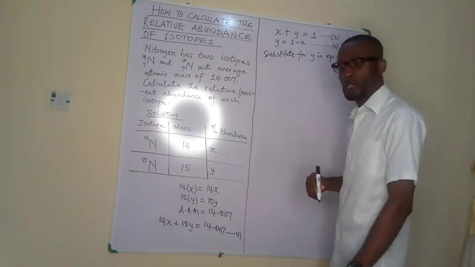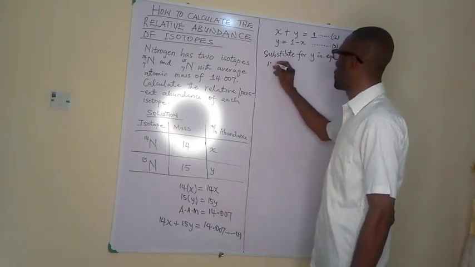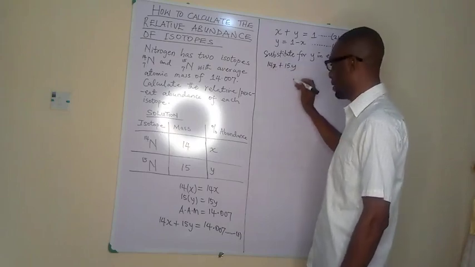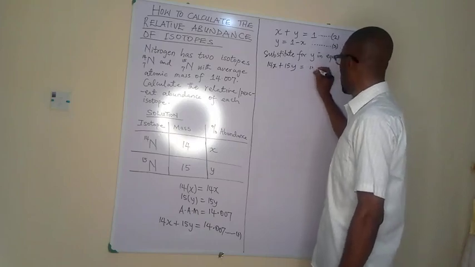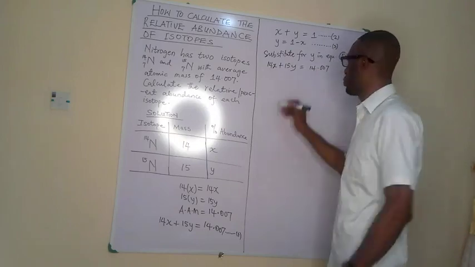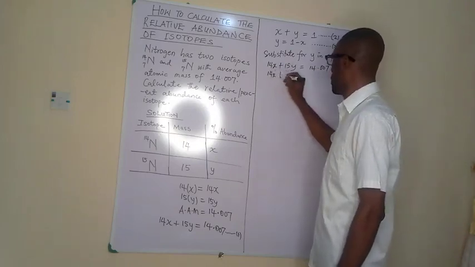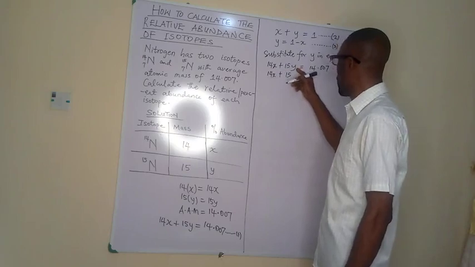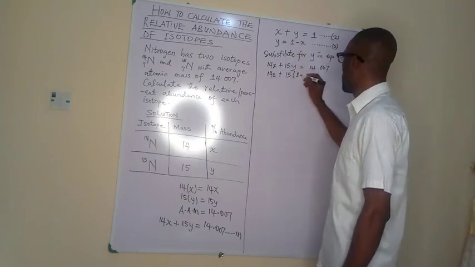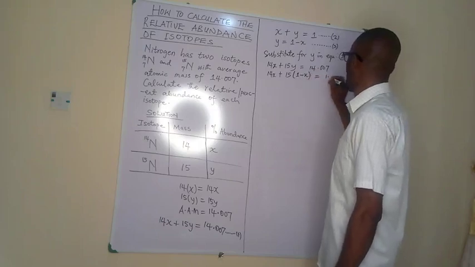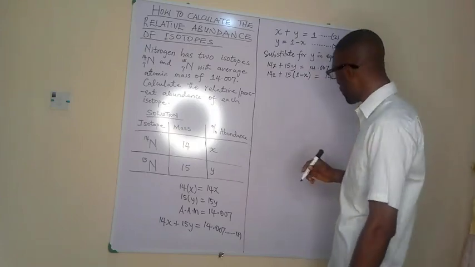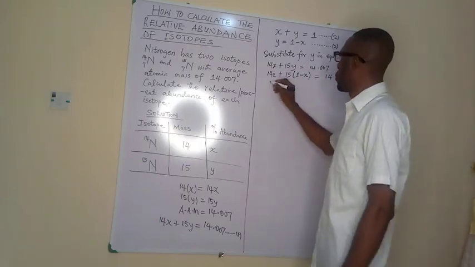Very important. Okay? So equation 1, of course, is 14x plus 15y equal to 14.007. So for us to now substitute, we have that 14x plus 15, we change y with 1 minus x, bracket 1 minus x is equal to 14.007. Very fantastic. We open up the bracket.